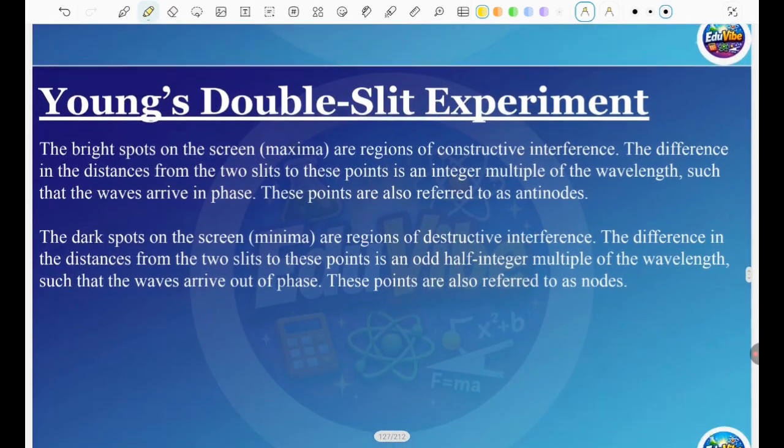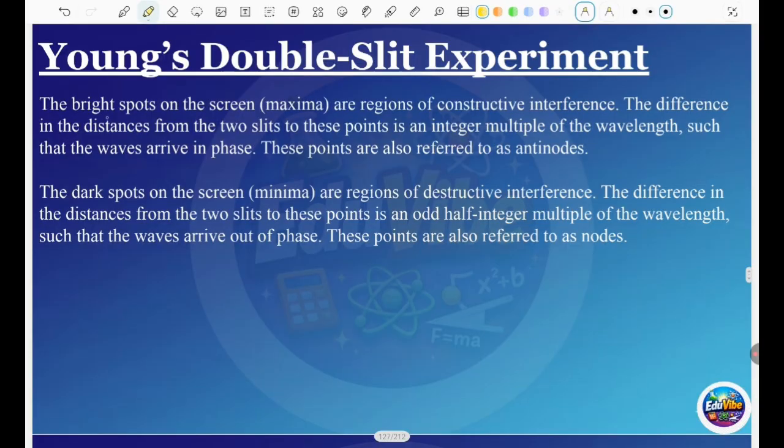After that, they tell us that the bright spots and the dark spots have some terms. The bright spots on the screen are the maxima, which are the regions of constructive interference, where the difference in the distance from the two slits to these points is an integer multiple of the wavelength, such that the waves arrive in phase. These points are also the antinodes.